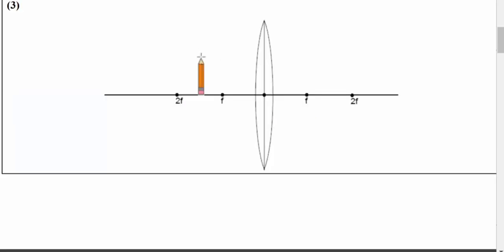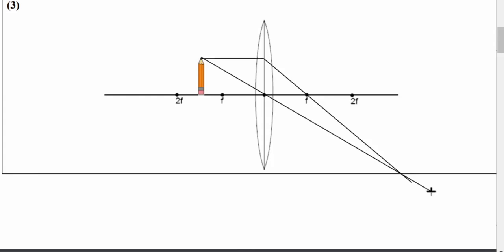Let's have a look at the third example. Once again, the light ray that is parallel to the principal axis, when it meets the lens, is going to converge and pass through the focal point. The second light ray is going to pass through the optical center, the exact center of the lens, that is often denoted by a capital C. And these two light rays are converging, they are intersecting beyond 2f. So when your object distance is between f and 2f, your image distance is beyond 2f.